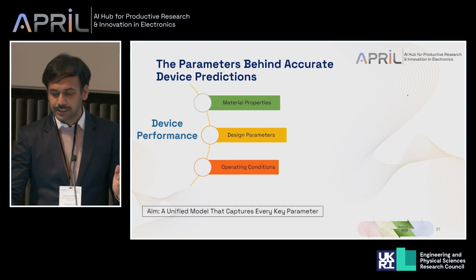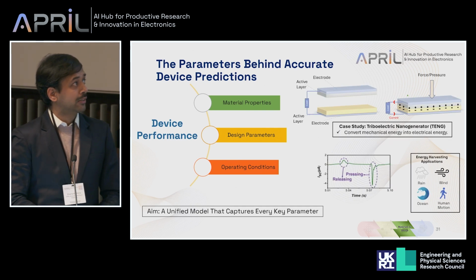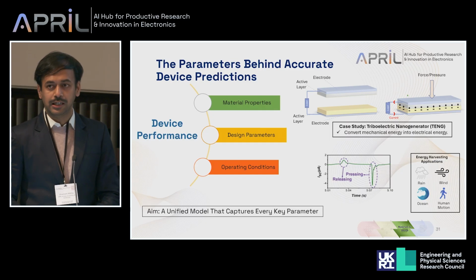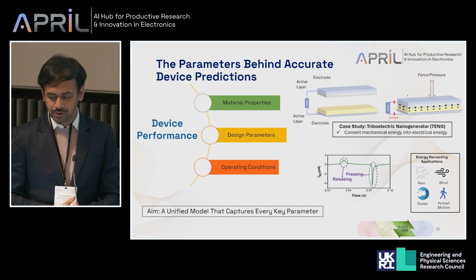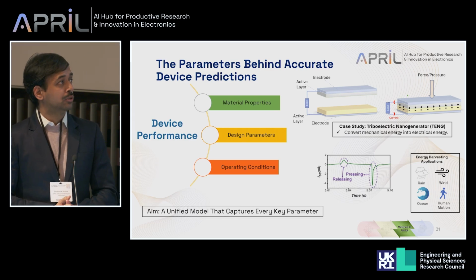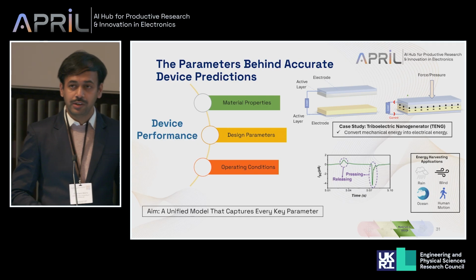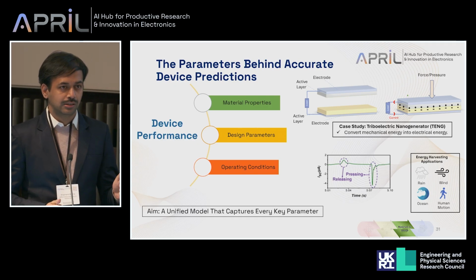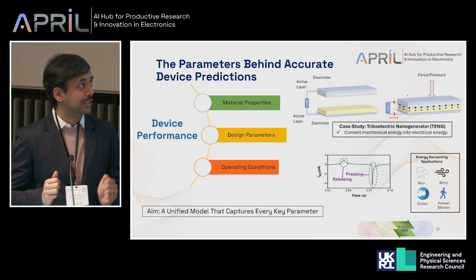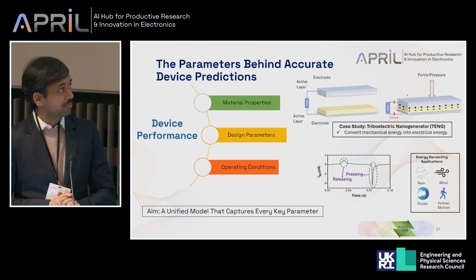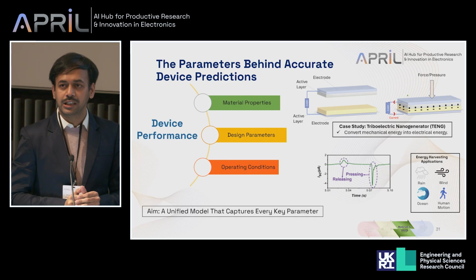Let's take a case study of a triboelectric nanogenerator. A triboelectric nanogenerator is a device that converts mechanical energy into electrical energy, and it is widely used for energy harvesting from sources like rain, wind, and ocean waves. In a way, we are trying to make devices that can be helpful to AI, which can give energy to data centers and all. It works on a very simple mechanism of contact electrification.